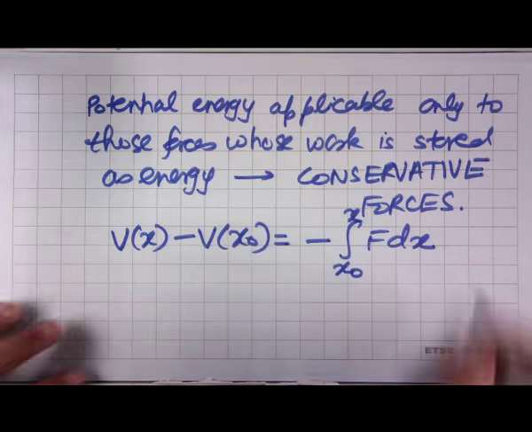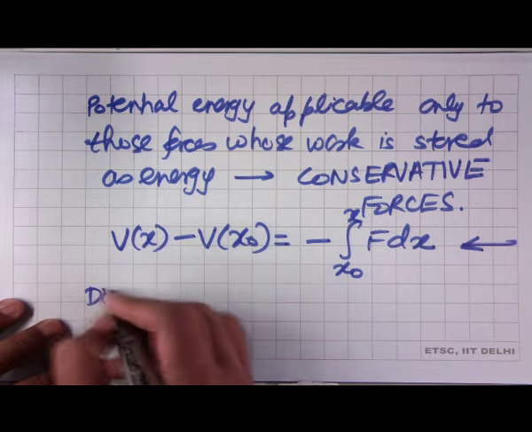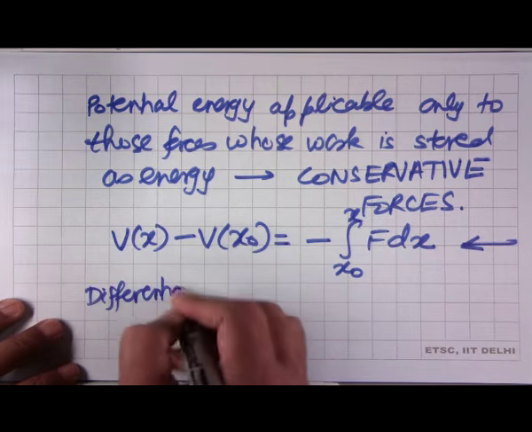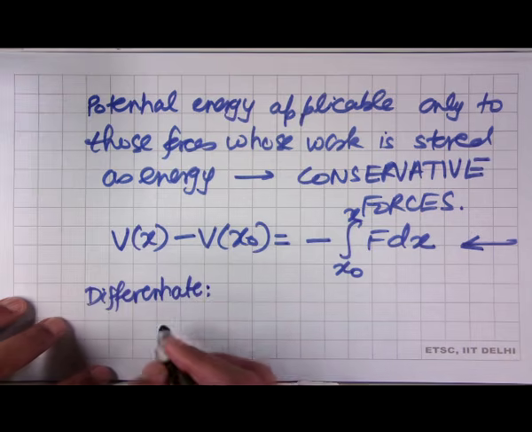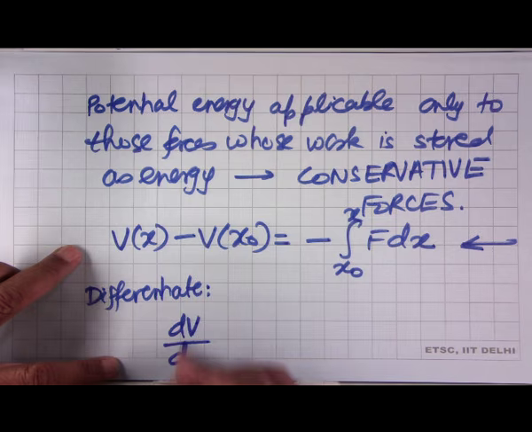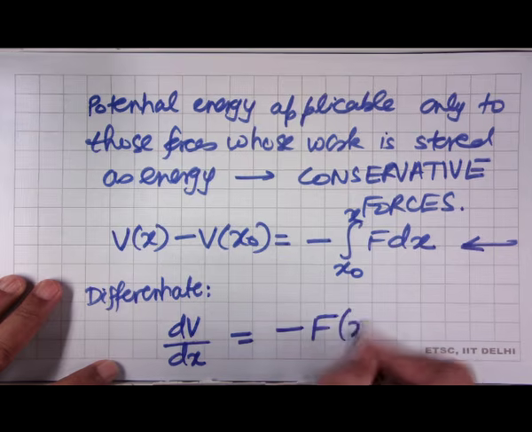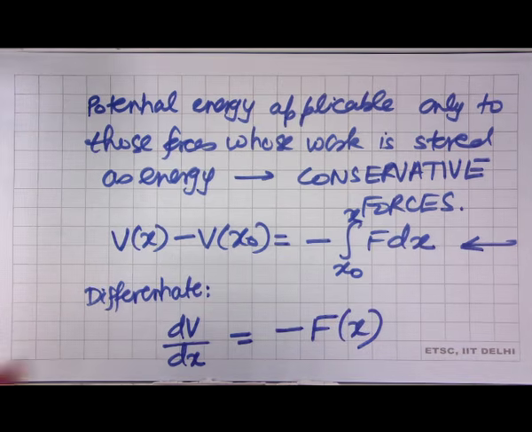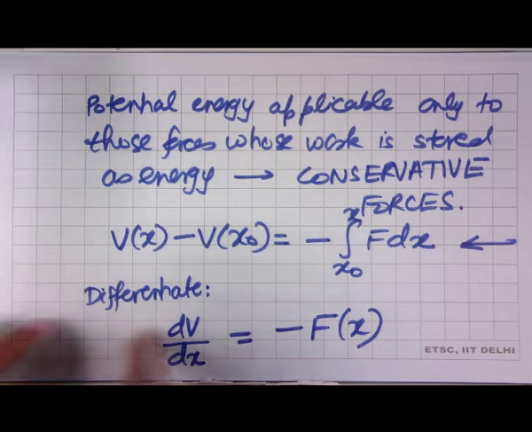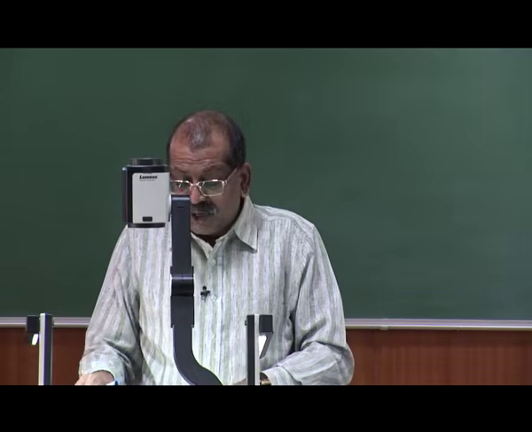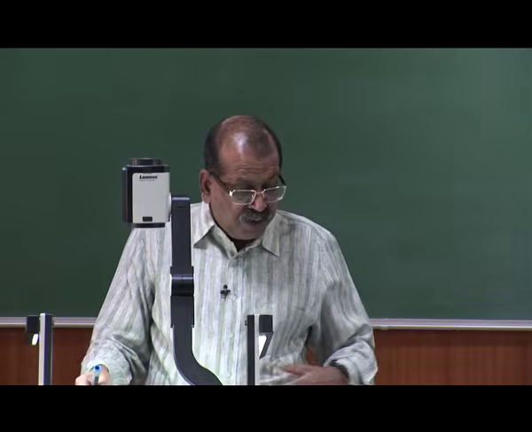We get another relation from here. If we differentiate this expression, then what we get is dV by dx is equal to minus f of x. So, this is in some sense an inverse relation. If we know f of x, the integral of f gives us the potential energy. If we know the expression for potential energy and we differentiate that, we will get the expression for minus f.